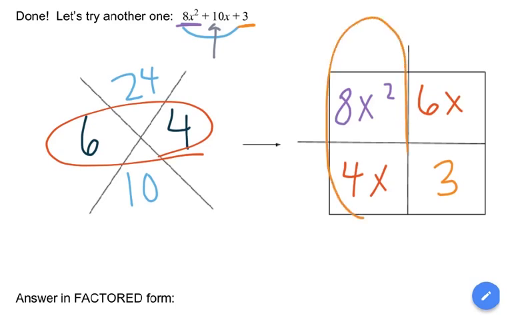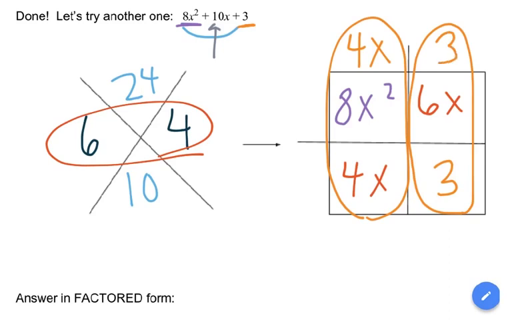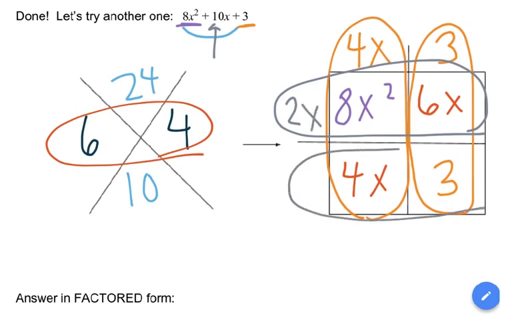So we look at 8x squared and 4x. What is the largest thing they both have in common? Well, 4, and they also both have an x. Then we move to 6x and 3. Well, 3 is the largest thing they both have in common. Now we move horizontally, okay? So we look at 8x squared and 6x. That one is going to be 2, goes into both of them evenly. They also have an x. And lastly, we look at 4x and 3. And we get 1.